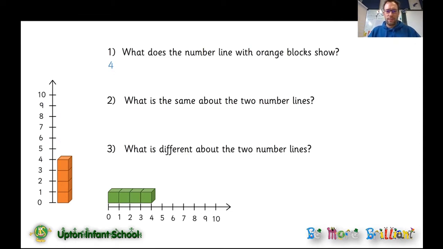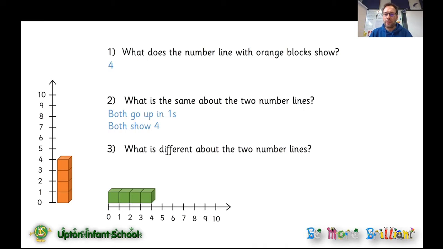The second question, I wonder if you spotted any things here. What is the same about the 2 number lines? Did you spot anything? There's a couple of things that are the same. Well, they both go up in ones. Those number lines can go up in fives, tens, twos. They can go up in anything, but both of those number lines go up in ones. And anything else the same? Oh yes, they both show the number 4. The orange one goes up to 4 and the green one goes up to 4. 4 orange blocks and 4 green blocks.